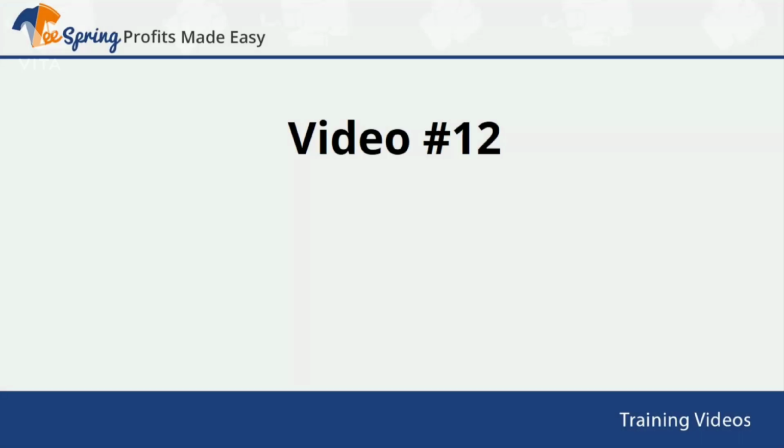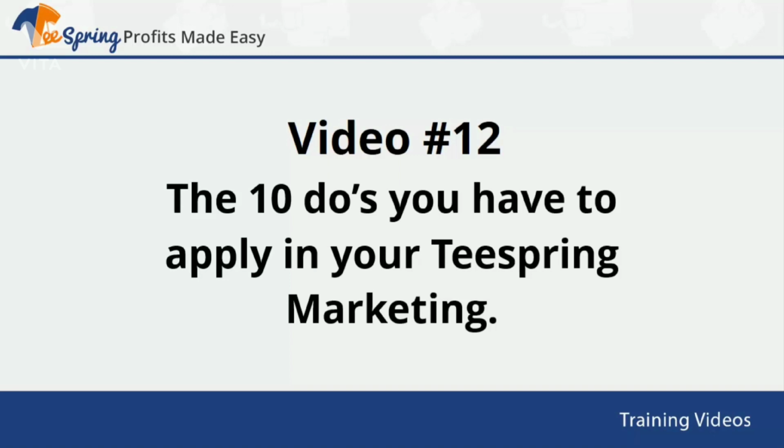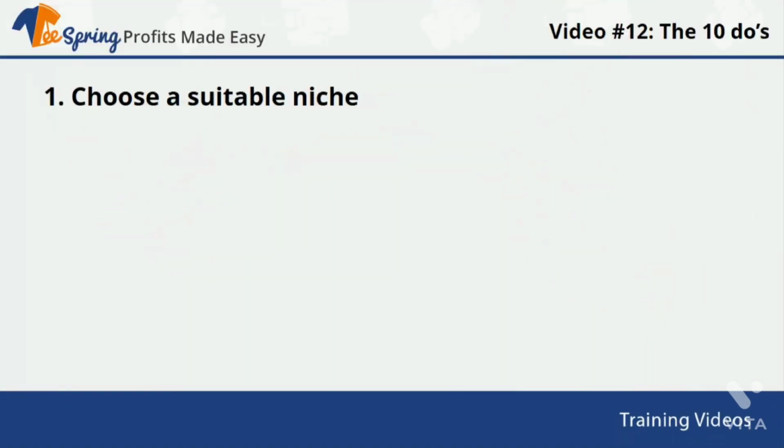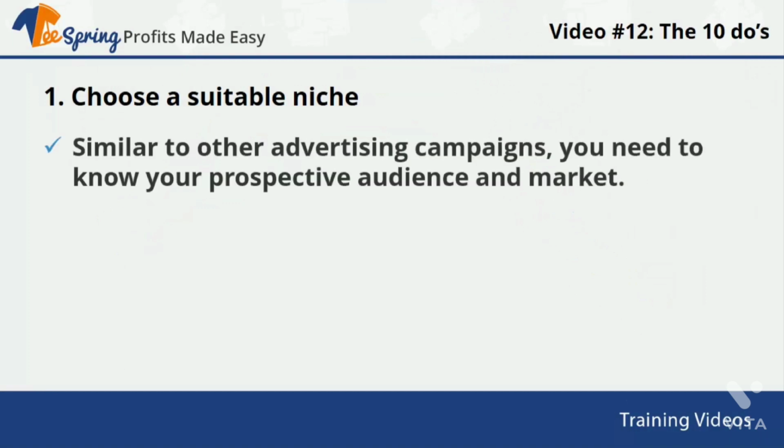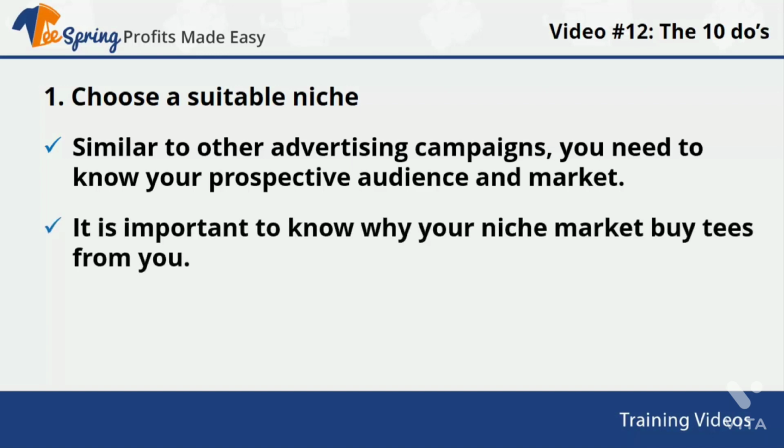Video number 12. The 10 do's you have to apply in your Teespring marketing. 1. Choose a suitable niche. Similar to other advertising campaigns, you need to know your prospective audience and market. The more research you do to discover a suitable market, the better prospective audience you will get. It is important to know why your niche market buys tees from you. Be focused on your audience and you will be able to opt for the most profitable niche.